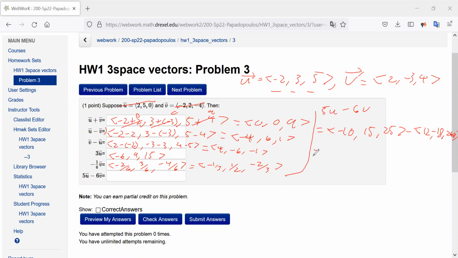So now that minus that is going to be negative 10 minus 12 is negative 22. 15 minus negative 18 is 15 plus 18 is 33. And then 25 minus 24 is 1. So that is your answer right there.